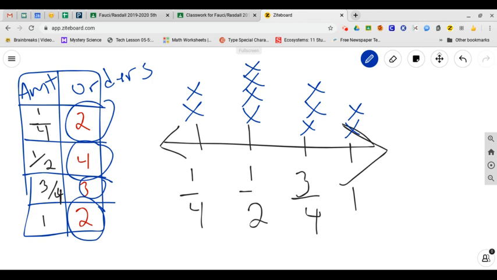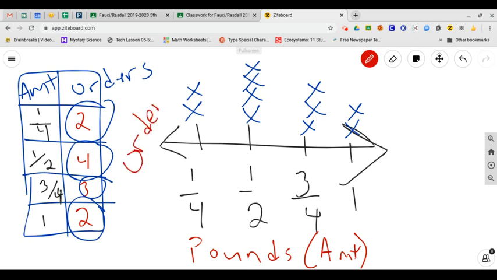Okay, so at the bottom, we would label our graphs. We would put the pounds for our amount. And then going up, we would have our orders, and the title could be Capozzo Cheese.